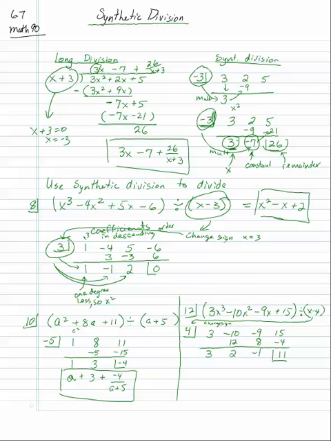So you're going to go, this is 3x cubed, so we're going to go down 1 degree and get 3x squared plus 2x minus 1 plus a remainder over x minus 4. And as simple as that.